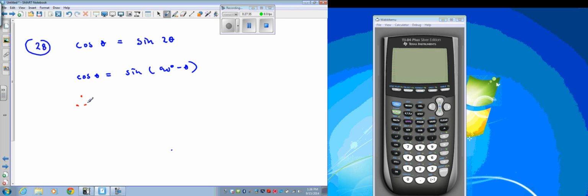Therefore, 90 degrees minus theta has to equal 2 theta. All right? Now then, we would solve for theta, and you would add theta to both sides. You'd have 90 degrees equals 3 theta, and then theta is going to equal 30 degrees. So you see that if you put this into the original problem, the cosine of 30 degrees is equal to the sine of 2 times 30, which is 60, right? And that's right.